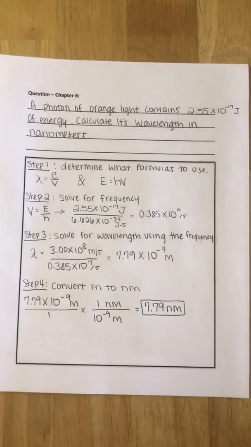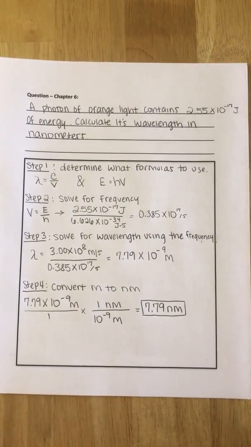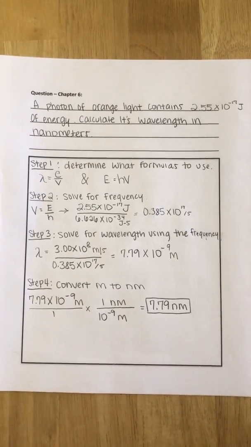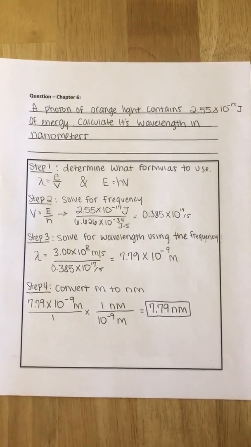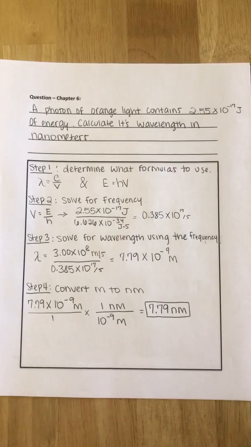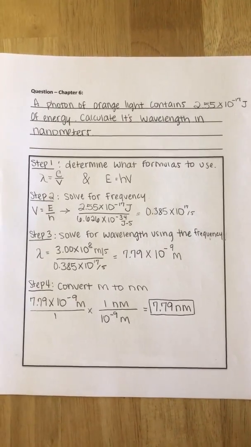This is my Chapter 6 video on how to calculate wavelength. Wavelength is the distance between two adjacent peaks on a light wave. The problem states, a photon of orange light contains 2.55 times 10 to the negative 17 joules of energy. Calculate its wavelength in nanometers.